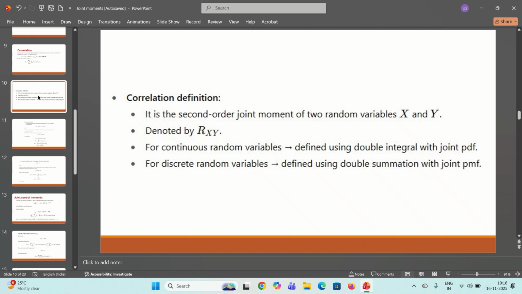Correlation occurs in second order joint moments of two random variables x and y, denoted by Rxy. For continuous random variables it is defined using a double integral with the joint density function, and for discrete random variables it is defined using a double summation with the joint PMF.